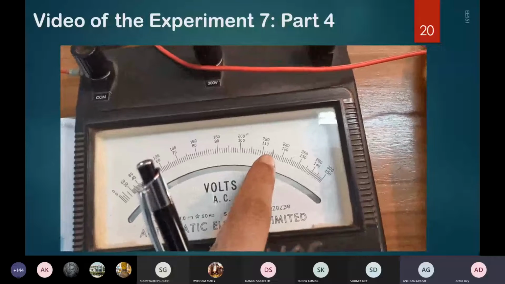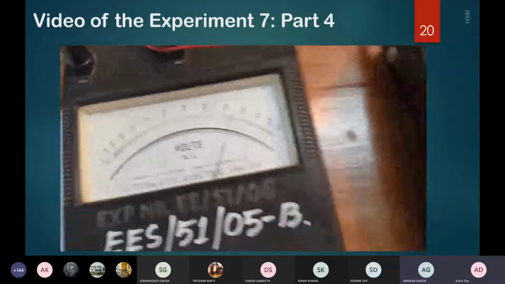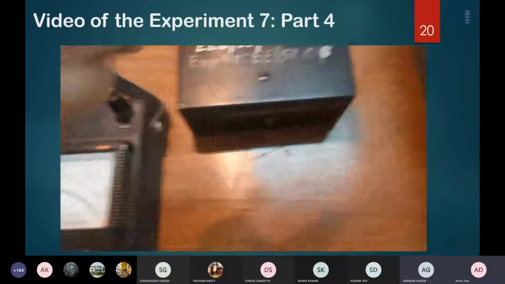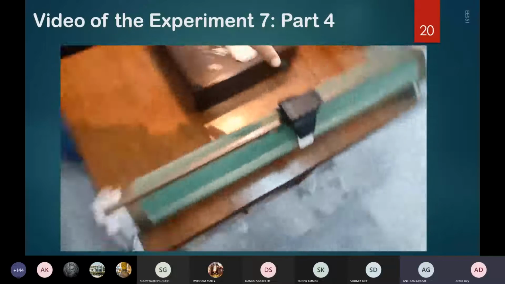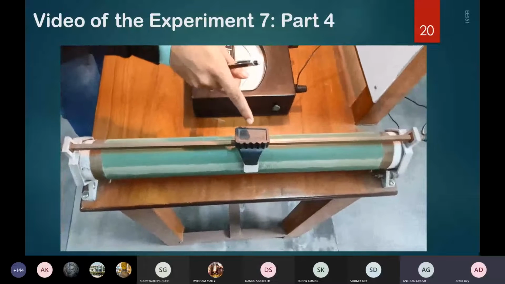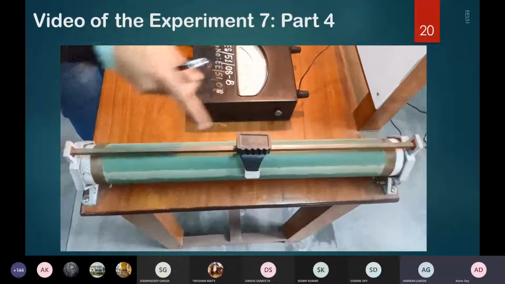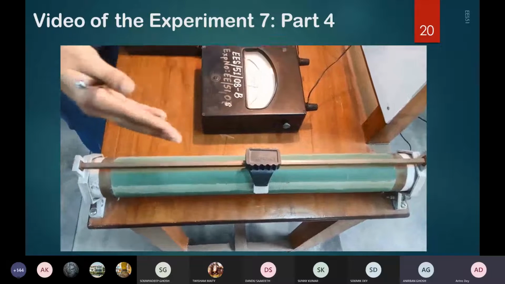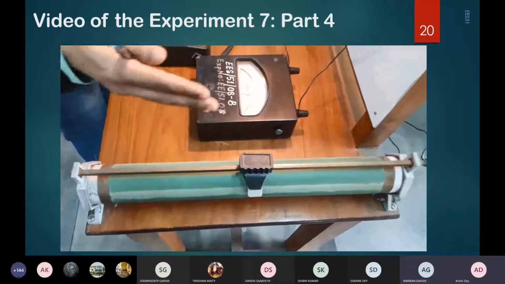So we set it at 230 volt, and then we keep the rheostat in the mid position to have 50% of the full value, which will be approximately 100 ohm, because it is a 200 ohm variable resistor, so it can go from 0 to 200 ohm resistance at maximum.